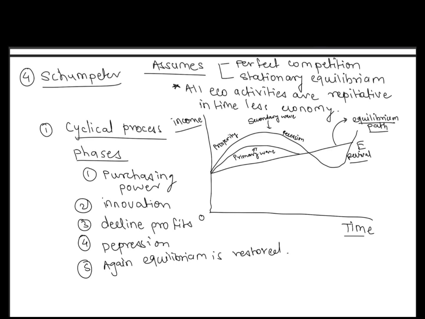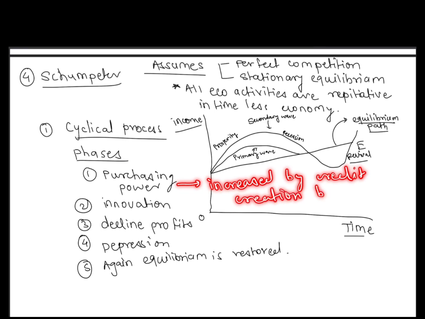So there is the first phase where the purchasing power of the population is increased. How is it increased? Increased by credit creation by banks, or the ones that give loans, or anyone that is able to provide loans, basically increasing the money supply in the economy.